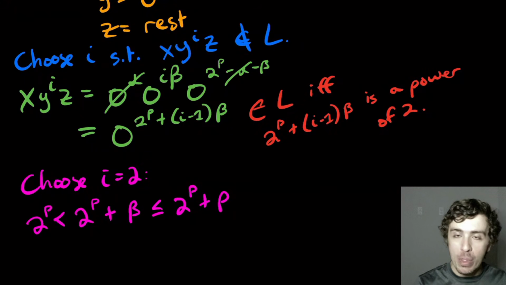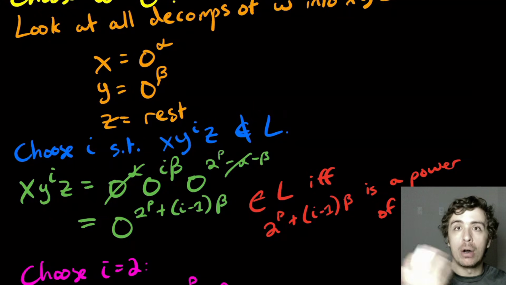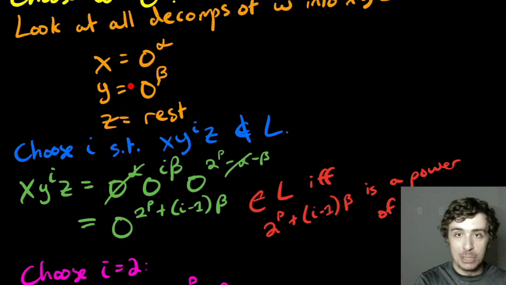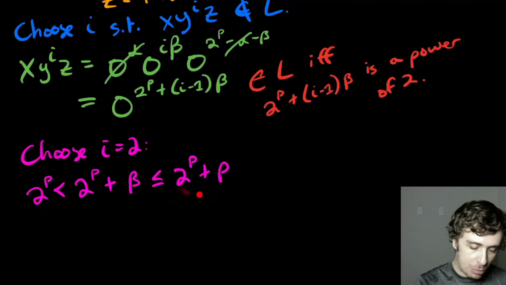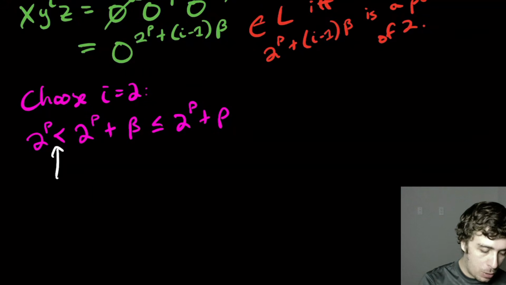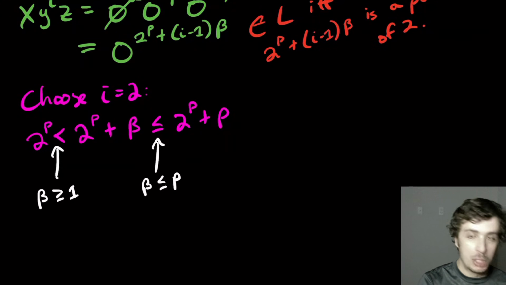And how do we know that? Because the X, Y pieces together are of length at most P in total. And what we're asking is, what is the length of Y by itself? And that is at most P. So that's what we get here. So let me actually write where all this comes from. That inequality comes from the fact that beta is at least 1. That one comes from the fact that beta is at most P.